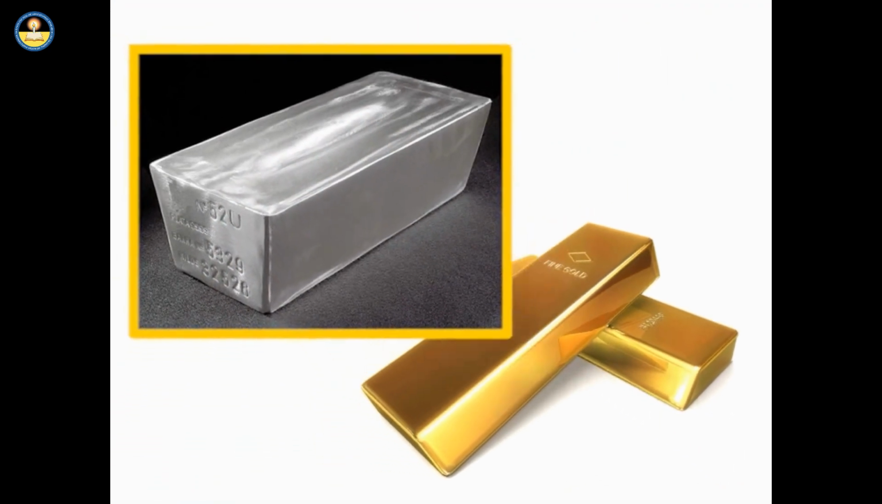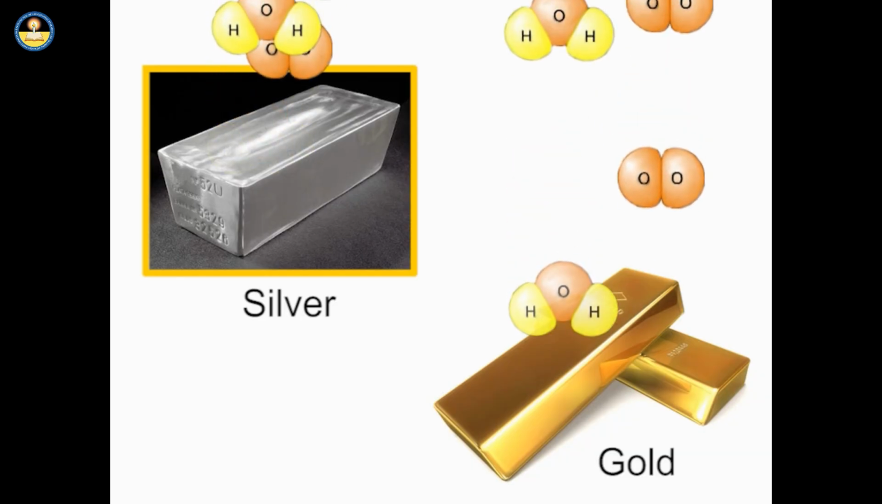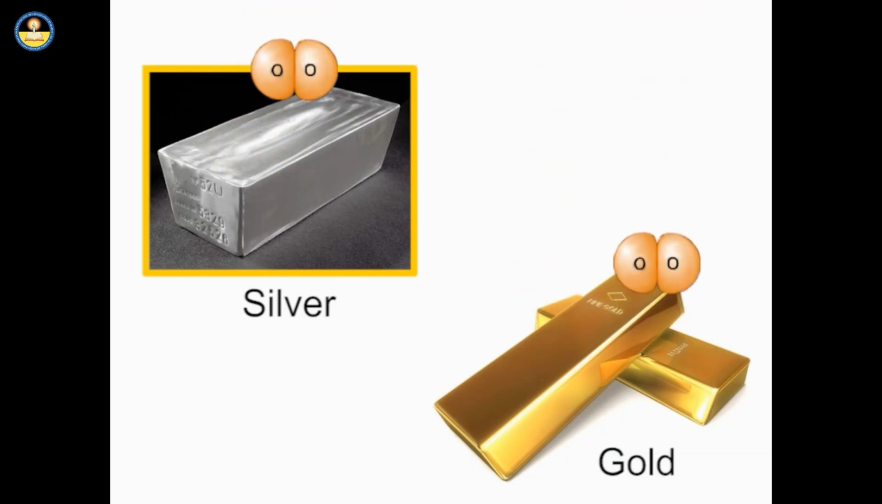Gold and silver are inert metals. There is very little, rather no effect of air and water on them. So these metals remain ever shining.